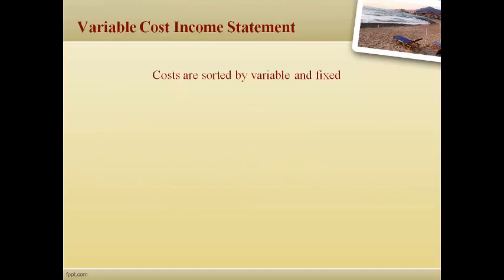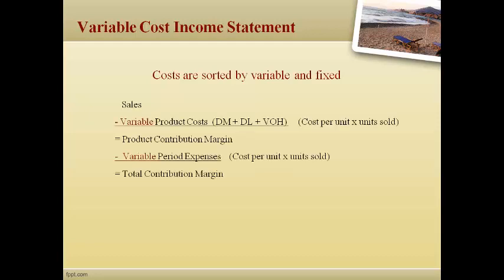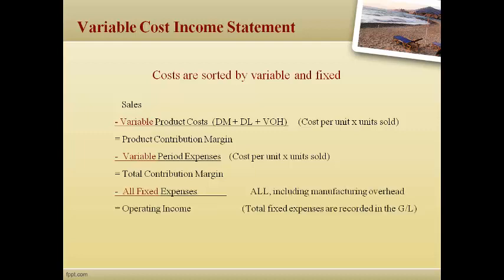Let's talk about the variable cost income statement first. This statement sorts costs by variable and fixed and is also used to do cost volume profit analysis. Variable cost is a different name for a contribution margin income statement. It begins with sales and then subtracts all variable cost. Variable product costs are sometimes separated from variable period expenses in order to determine the product contribution margin on sales only. All fixed costs are subtracted from the total contribution margin.